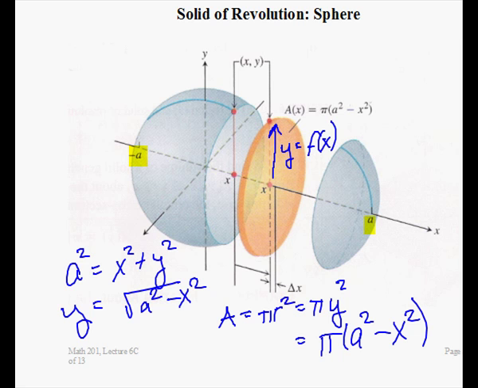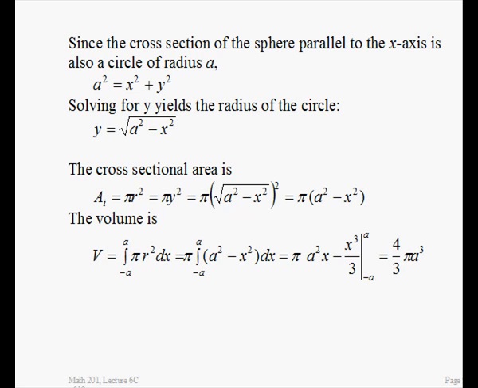Again, setup is what requires a little thought. Now I know the cross-sectional area, and here's the cross-sectional area varying with x. All I have to do is integrate over it. So again, the cross-sectional area of the sphere, parallel to the x-axis, is a circle of radius a. Solve for y, and we get this. The cross-sectional area is pi r squared, but that's really pi y squared. Taking the square of that square root gets rid of it, and here's our expression for the area.